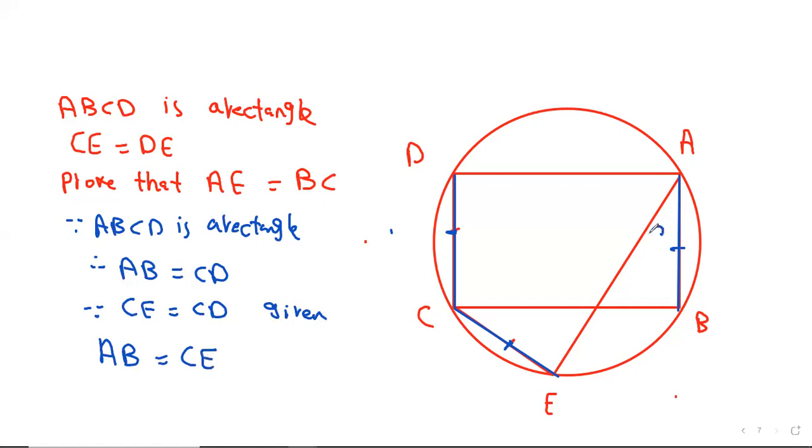AB is a chord in the circle, and CE is also a chord in the circle, and they are two equal chords. Having two equal chords leads to two equal arcs. So the arc AB is equal to the arc CE. Then the measure of arc AB equals the measure of arc CE.